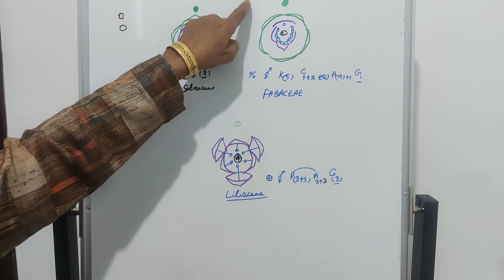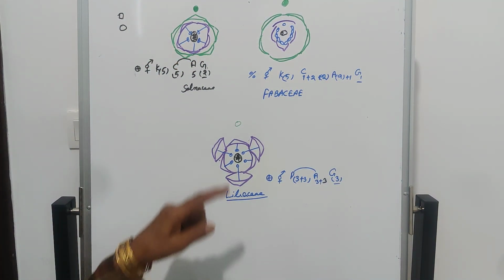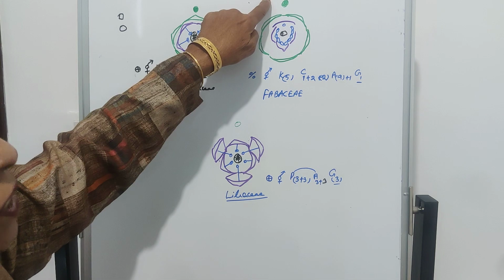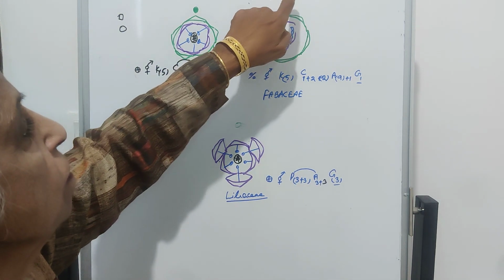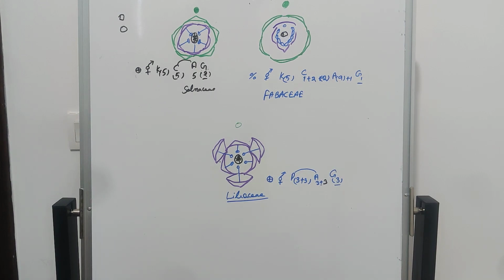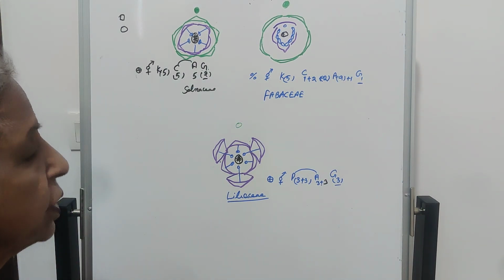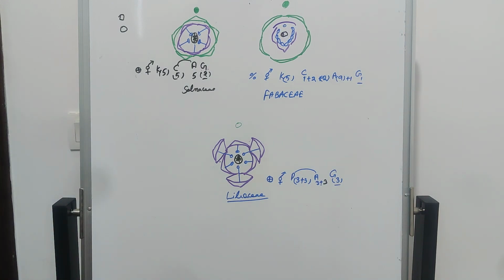If it is bisexual, this symbol will represent the bisexual flower. If it is a unisexual female flower, it will be represented by this symbol. If it is a unisexual male flower, it will be represented by this symbol. And then K represents the calyx, that is sepals. C represents the corolla, that is petals. A represents the androecium, that is stamens. G represents the gynoecium, that is pistils.